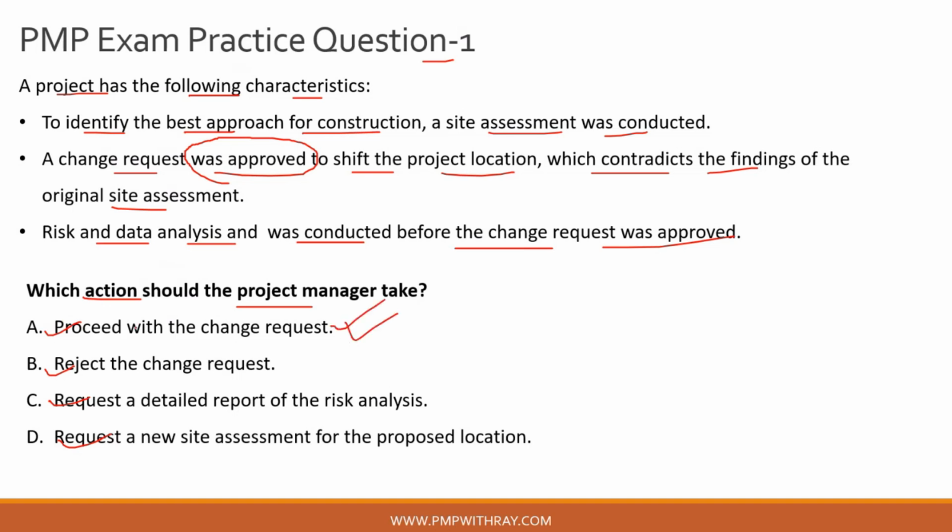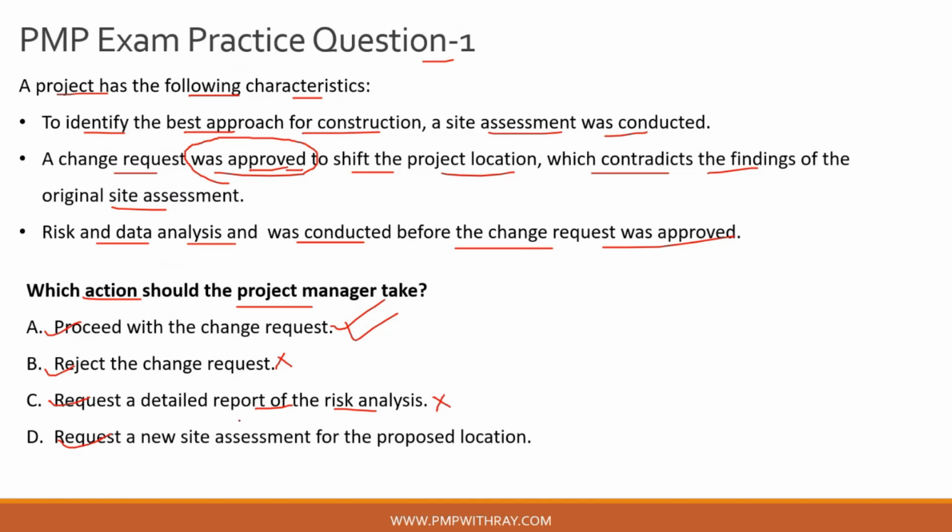So the correct answer to this question is option A. Of course, you cannot reject the change request. That is totally outright a felony in terms of general project management. Option C, request a detailed report of the risk analysis. You can do that, but it doesn't change anything because the change request has already been approved, guys. If it is approved, you have to ensure that it has followed the right procedures, right approval channels, right escalation matrices, etc. And that is why option C is also incorrect.